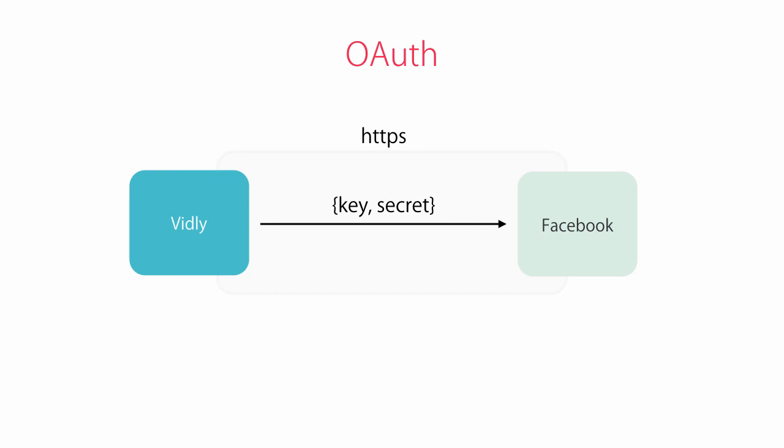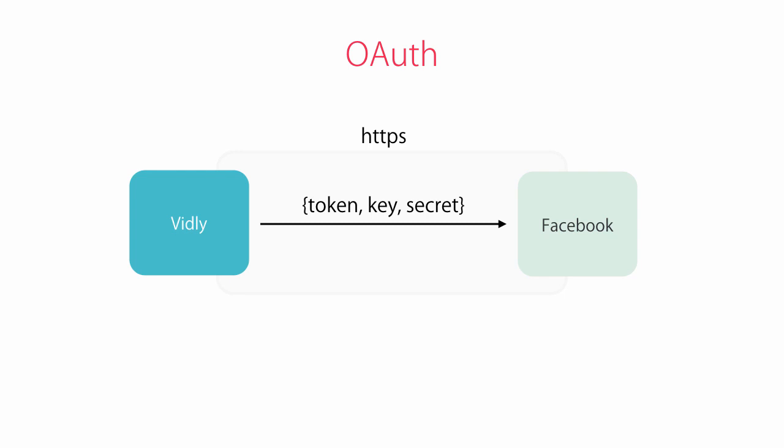Since we registered Vidly with Facebook at the beginning, Facebook knows the address of Vidly. So it will redirect John back to Vidly, and it will also pass an authorization token. This authorization token tells Vidly that Facebook could successfully authenticate this user. Now on Vidly, we get this authorization token and send it back to Facebook with our API key and secret.